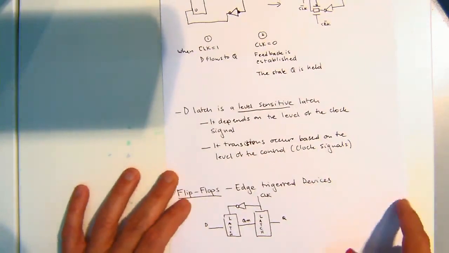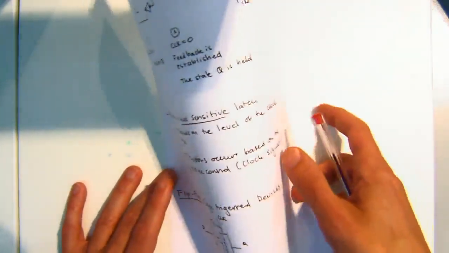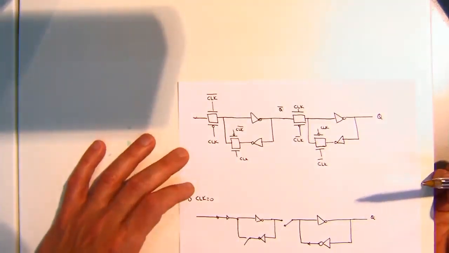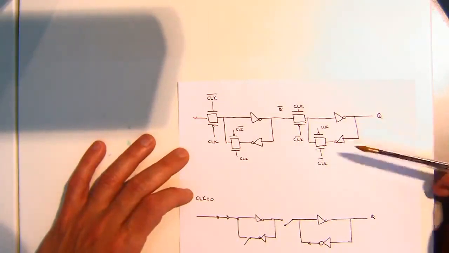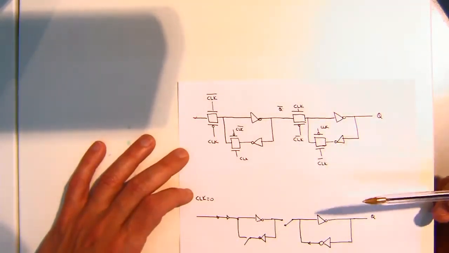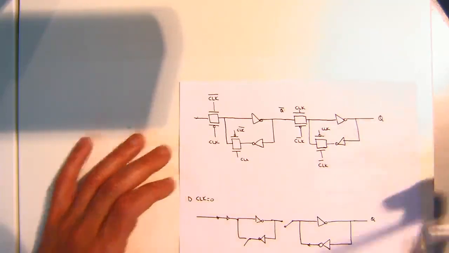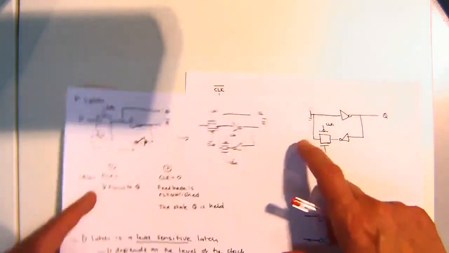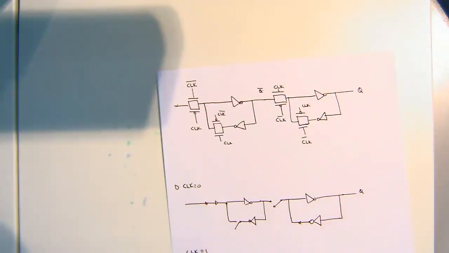Whereas what we're going to talk about next is these flip-flops. What happens with these flip-flops is they're edge-triggered devices. In this particular case we see a D flip-flop, again created with multiple transmission gates. You can think of it as two latches, one after the other, right? The only difference is that the clock signals are now inverted between the two latches, right?